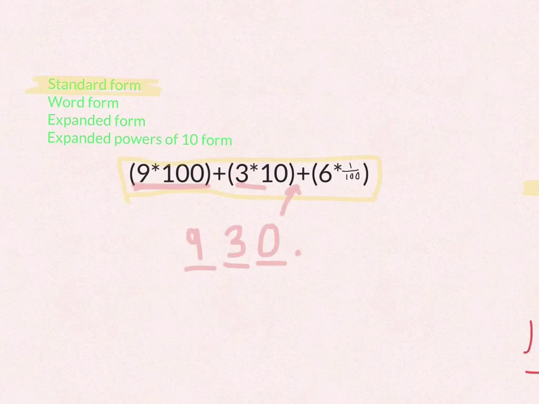Alright, then we're going to have a decimal. We get to the parts. So it says 6 times 1/100, so you're going to find the hundredths place and put a 6 there. And there are 0 tenths. So if there's nothing written in the expanded form, then that would be a 0 in standard form.